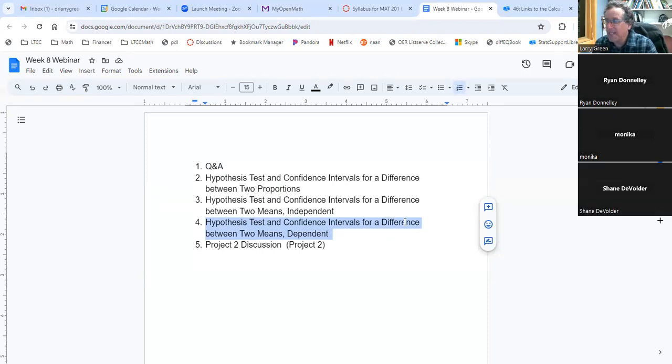So that is the plan today. And just to note, this is really important in terms of usage. It's used a lot, and it's also going to be what your project is all about.